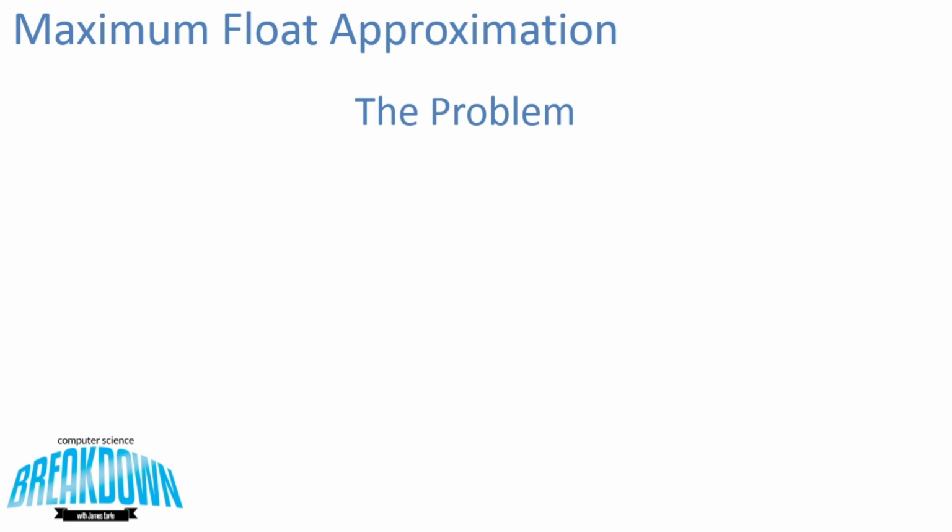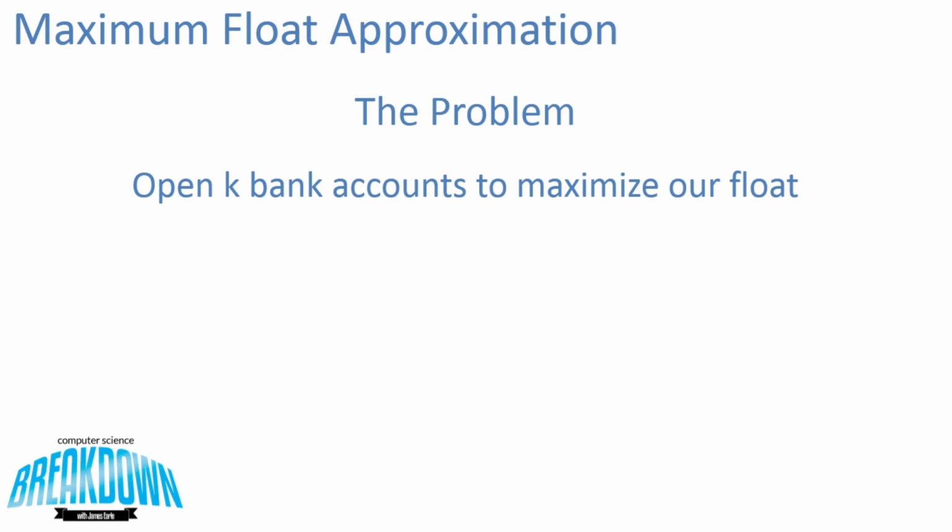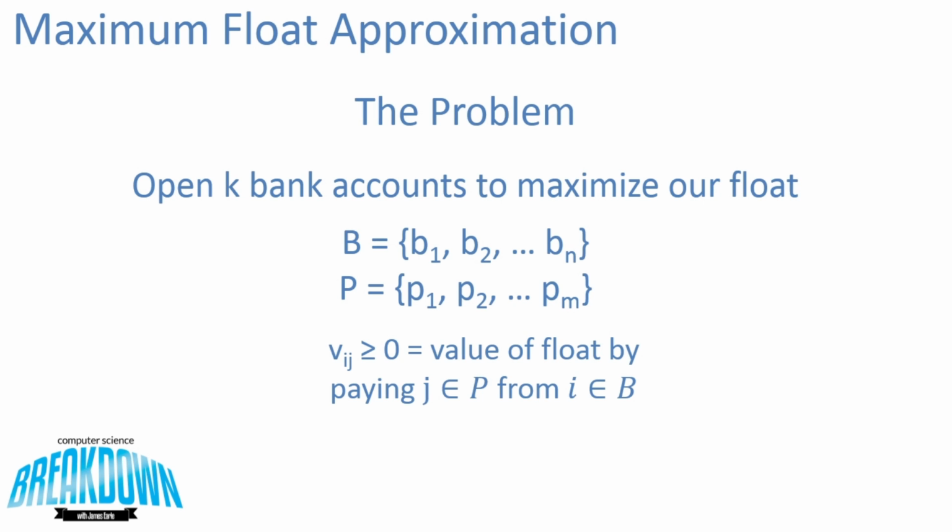So the problem then for the maximum float approximation is to find a way to optimize the float for a given, let's say we're a corporation. So we're trying to open K bank accounts to maximize our float. And we're going to be using sets B and P to represent all of the banks that we could possibly open an account with, and P represents all of our regular payees. So we can also define V of I and J, which is always going to be greater than 0, as the value of the float generated by paying person J, who's an element of P, and from bank I, which is an element of B.